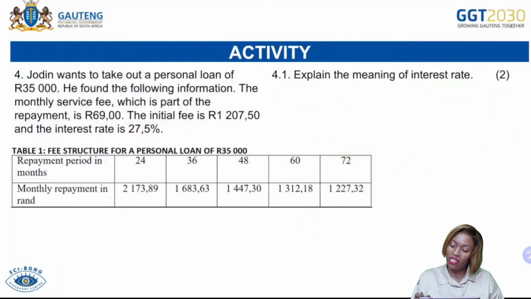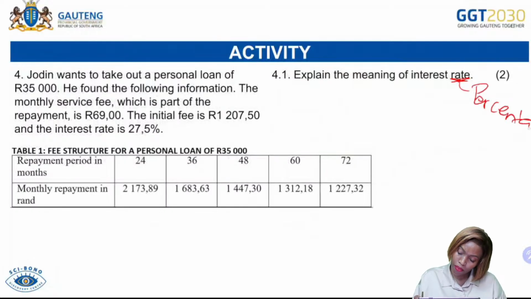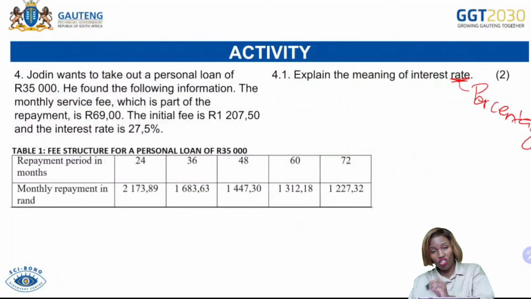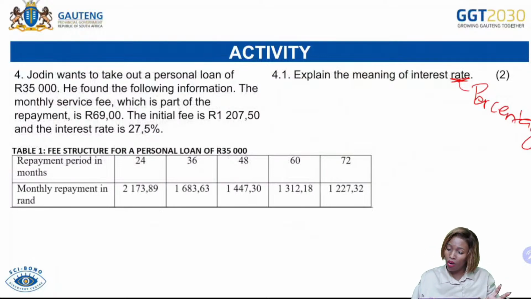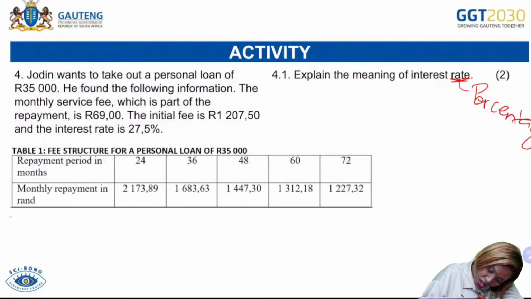But now in this case, there is the word rate, and then rate means what? Rate means percentage. So when you explain interest rate, it is still interest, but now there is a percentage. So instead of saying the extra amount, you will now say the extra percentage. Let me write it down for you. Extra percentage amount.